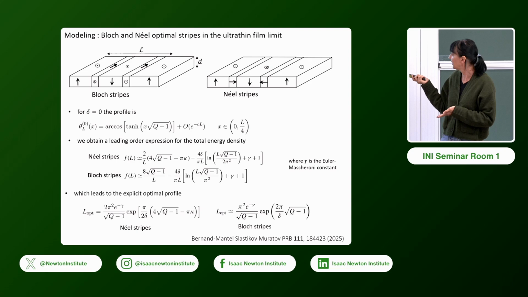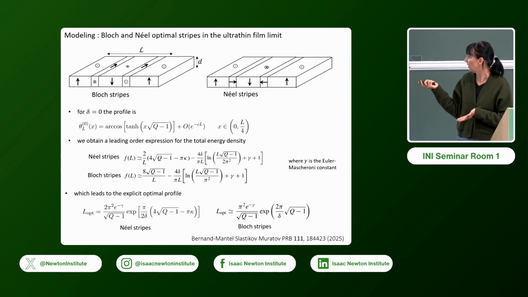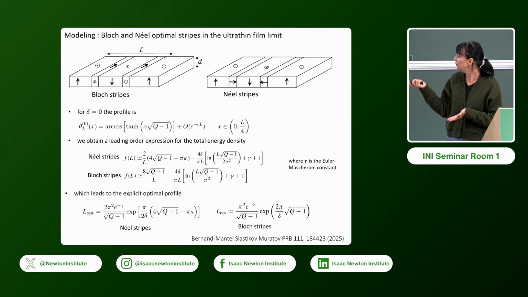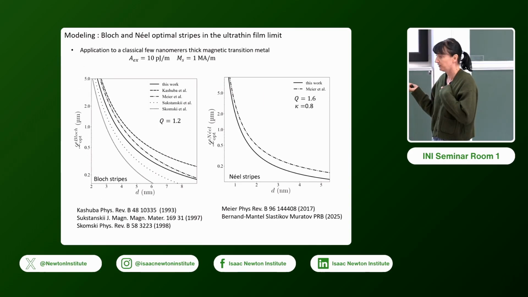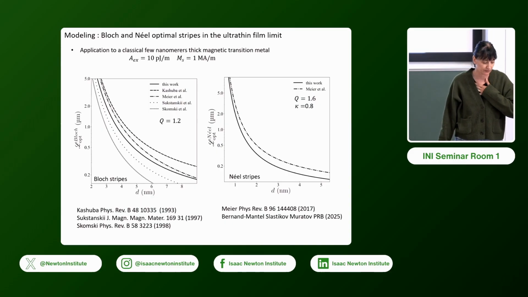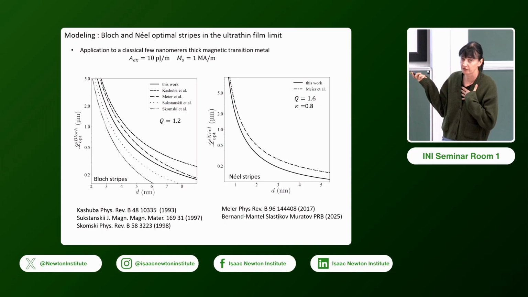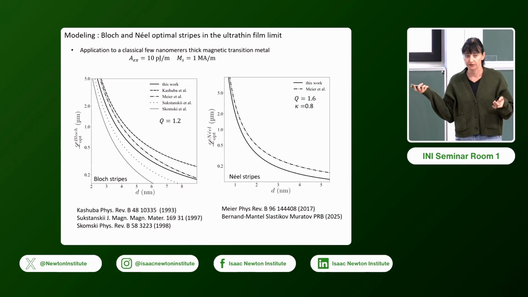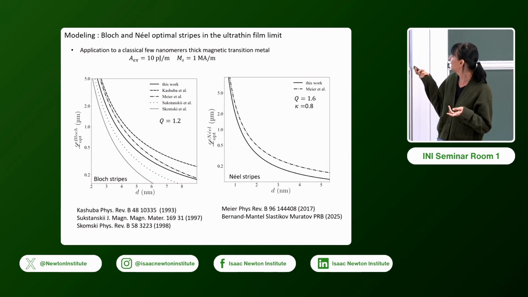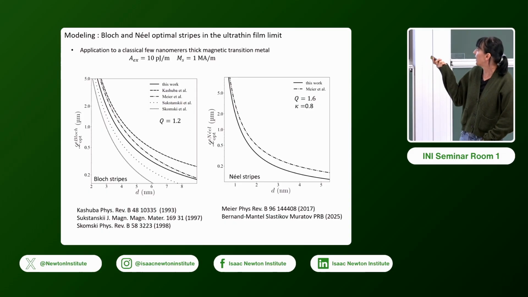And here you obtain two new formulas, again with this exponential variation as a function of the thickness, and a brand new clean prefactor. Okay, so now I am going, as an experimental physicist, to make a plot of this formula and compare it with the previous formula in the physics literature, and I'm doing this for a very concrete sample, which is a classical few nanometer thick transition metal with such magnetic parameters.